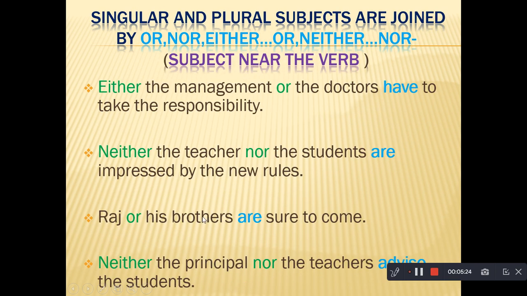The next: singular and plural subjects. Singular and plural subjects joined by or, nor, either...or, neither...nor means we consider the verb nearer to the subject. Here, singular and plural subjects connected by either...or, neither...nor means we consider the verb nearer to the subject. If the subject nearer the verb is singular, we use the singular form of the auxiliary. If it is plural, we use the plural form of the auxiliary based on the tense.